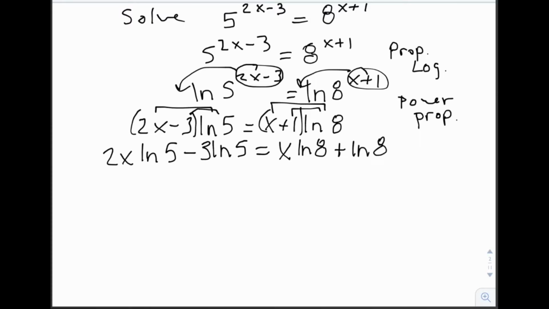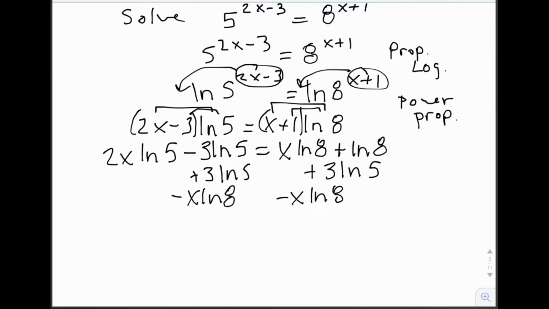Now the next step that we want to go ahead and do is see if we can get our x's on one side and our y's on the other side. So let's go ahead and add this positive 3 natural log 5 over to our right hand side. And additionally, we can go ahead and try to move that x natural log of 8 to our left hand side. So minus x natural log 8, minus x natural log 8.